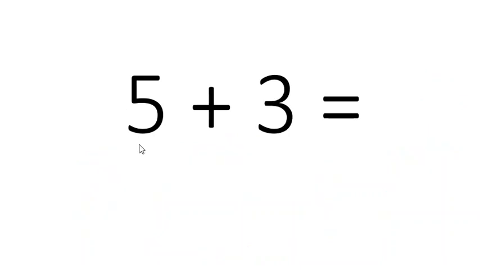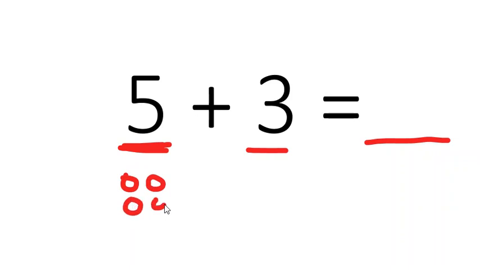Now our second problem is 5 plus 3 equals what? We need to find the answer to this problem. So I'm going to look at my first number, and my first number is 5 again, and I'm going to make 5 circles. 1, 2, 3, 4, 5 circles. Then I have to look at my second number here, and I have number 3. So I'm going to make 3 circles.